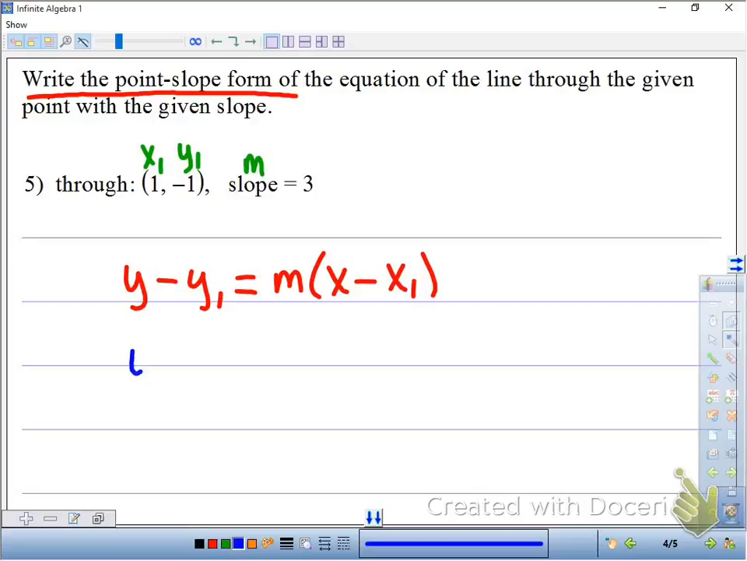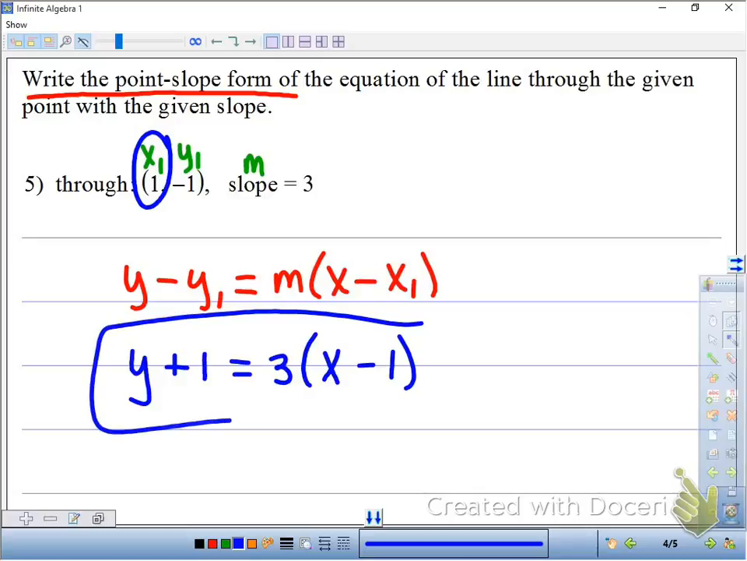So I have y, it says minus y1. Well, y1's -1, so instead of writing minus -1, we're going to write plus 1. My m, my slope, is 3. Then I have x, it says minus x1. My x1 is 1, so I have minus 1. And this would be my point-slope form.